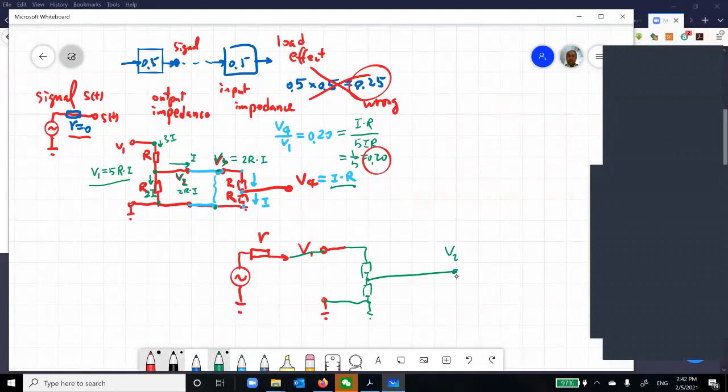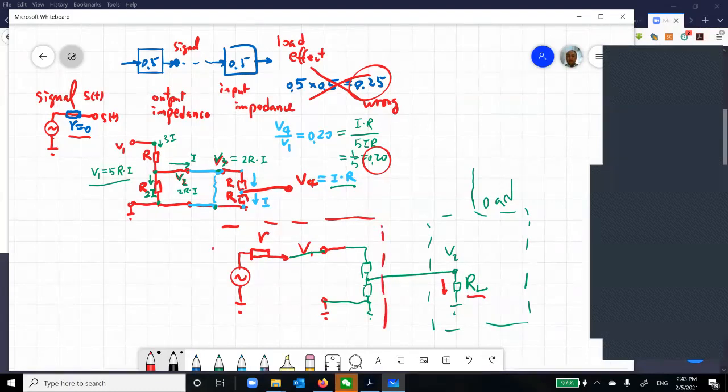I didn't put RL, this is the load. It is a kind of load, or the next stage of my circuit. Ideally, this RL should be as big as possible. Otherwise, you will have some current drawn, and then V2 will drop. You treat this one as the first stage, and you have this second stage.